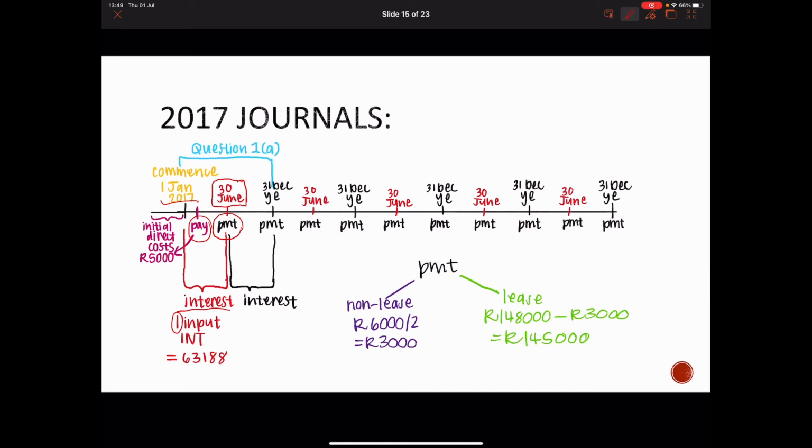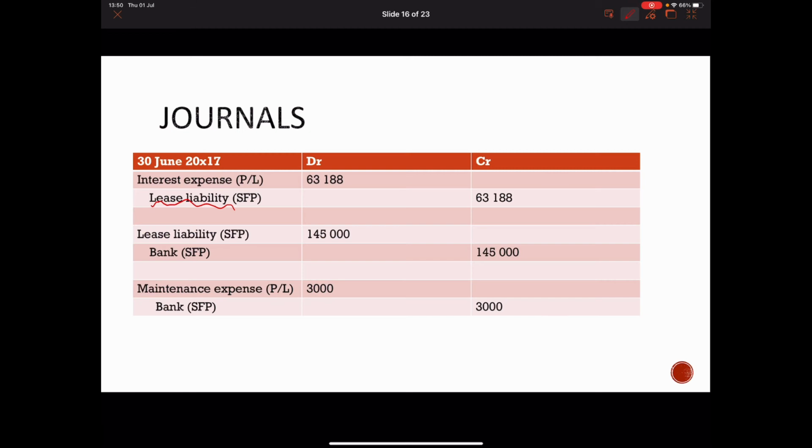The lease component is then the remaining payment, which is the total payment of 148,000 minus the 3,000 non-lease component, which gives you 145,000. So for the payment journals, you do the following. You debit your lease liability with 145,000 and credit bank, because this payment then reduces your lease liability as you paid this amount. The maintenance expense is then debited and then you credit the bank, because this is also an outflow of cash.